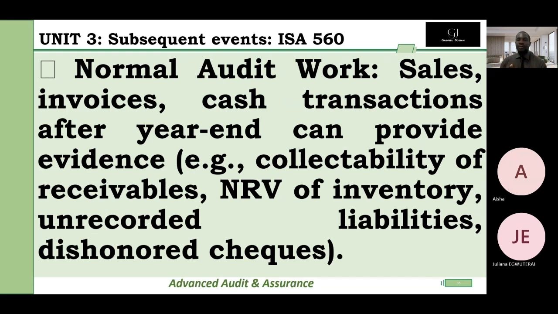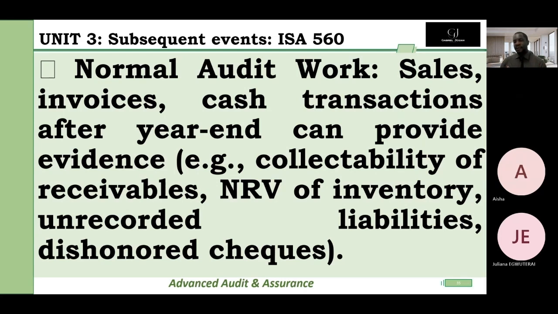So in our normal audit work, sales invoices from revenue and cash transactions after year end can provide evidence. All these documents can validate the evidence we have. For example, the collectability of receivables: maybe provisions have been made based on IFRS 9, like I said earlier, on the expected credit loss, and those receivables were recouped.